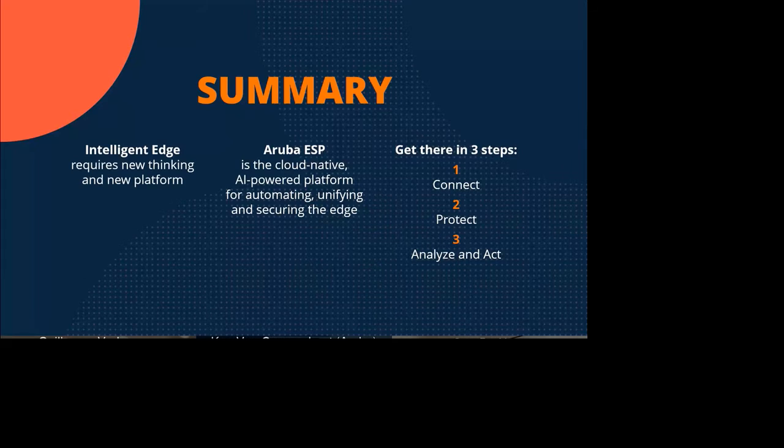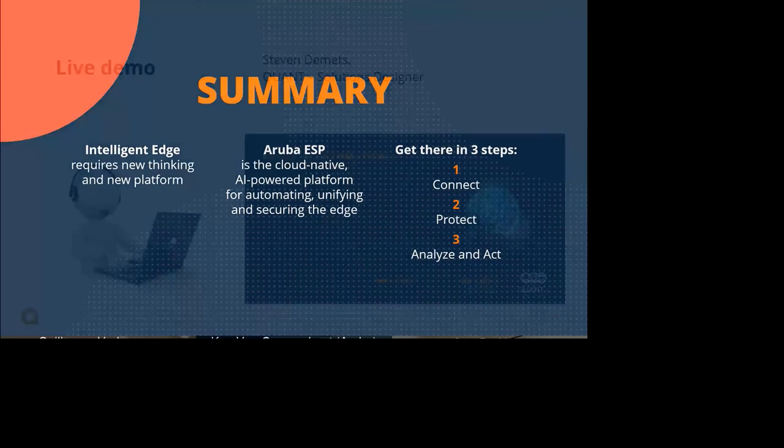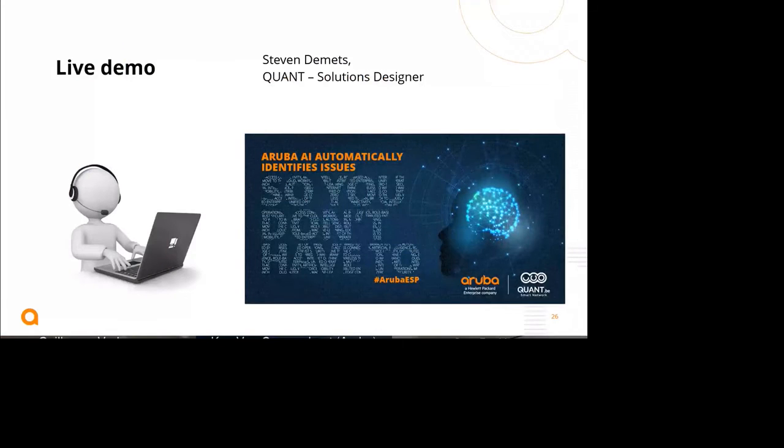Basically, there are 3 steps to evolve towards a complete ESP architecture. We work on the connection layer, which is the unified infrastructure layer, a lot of simplification over there. Protect the environment using dynamic segmentation. And third, and certainly not last, we use artificial intelligence to analyze and act on the environment. So this is a summary for my part of the presentation, and then I would like to give the word and the share to Steven de Metz, who's going to present you a little bit more on Aruba Central.